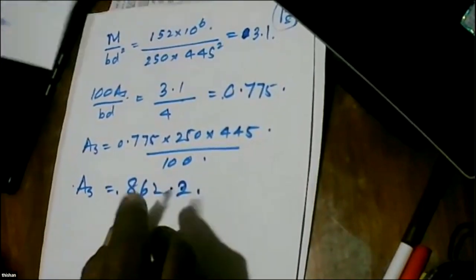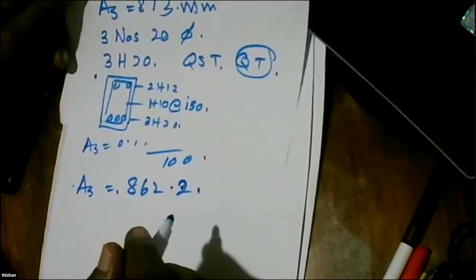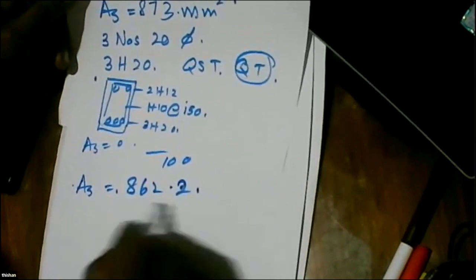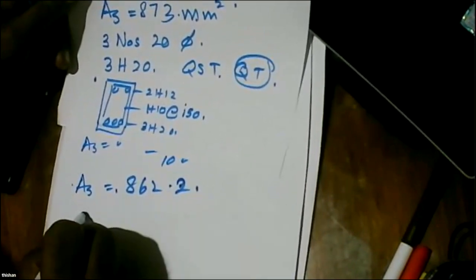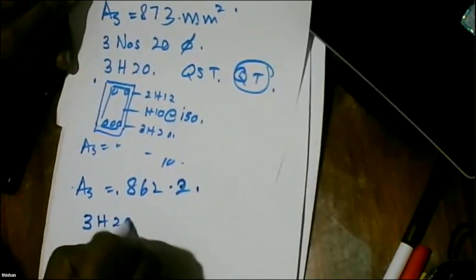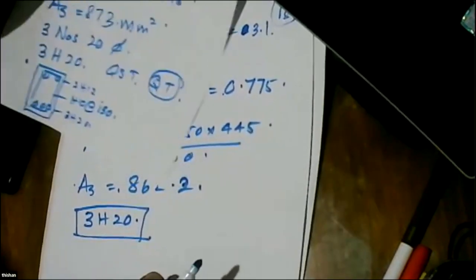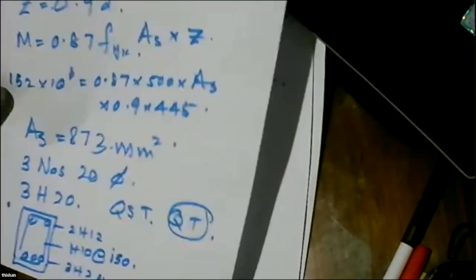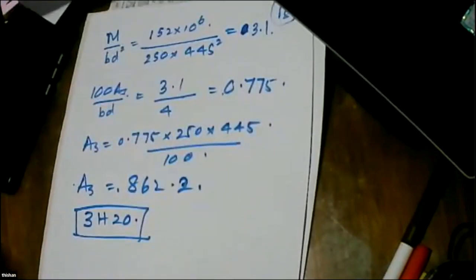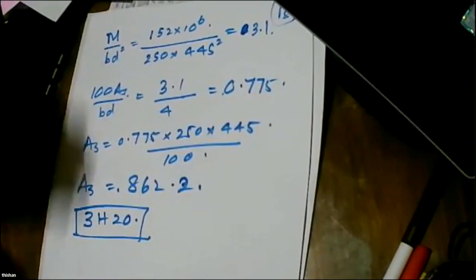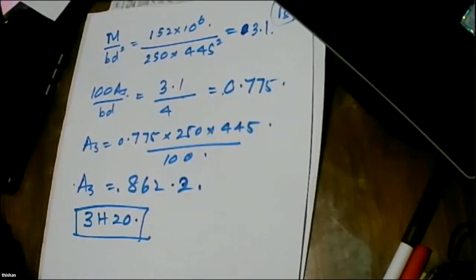So can you compare the answers? 873 versus 862. What would I find? 3H20. So these are shortcuts. Don't do all these long calculations. Divide M over b d squared by 4. That is the reinforcement required in a reinforced concrete beam design according to the Eurocodes.